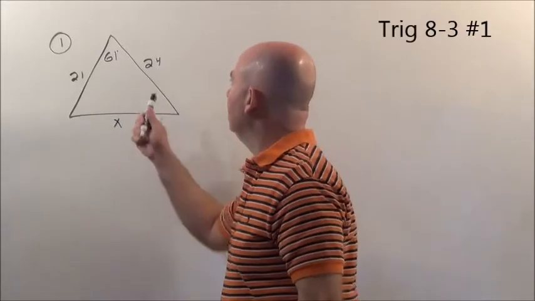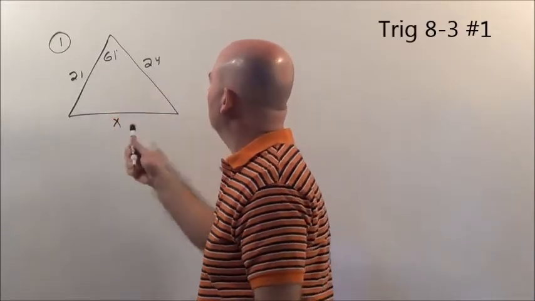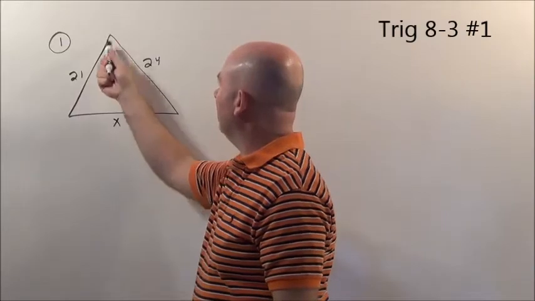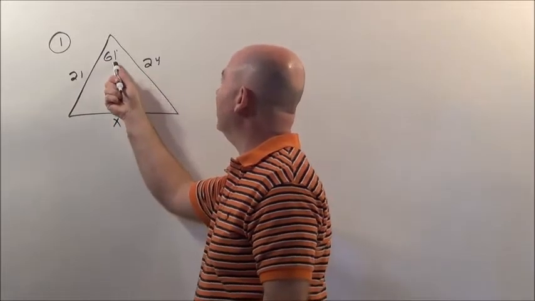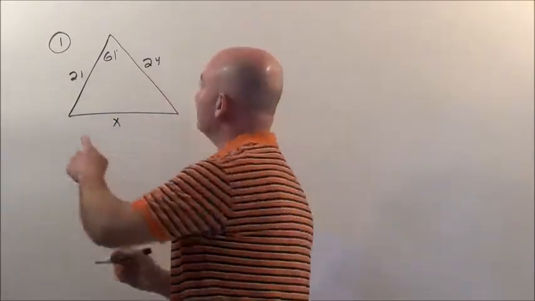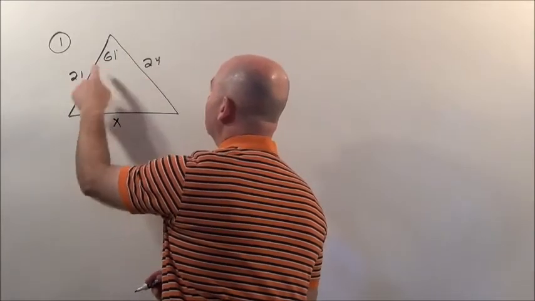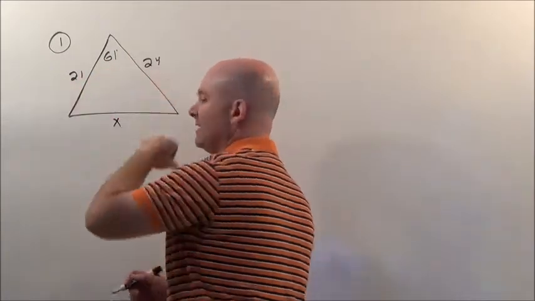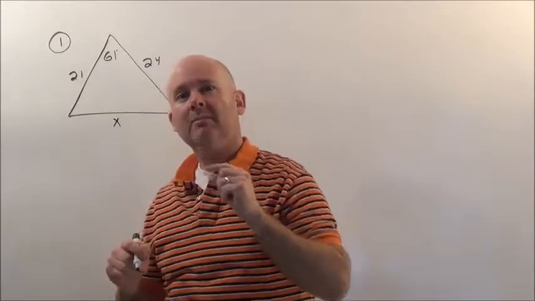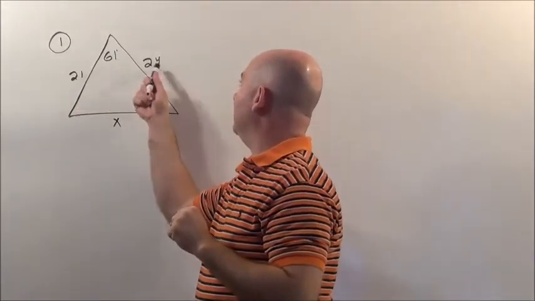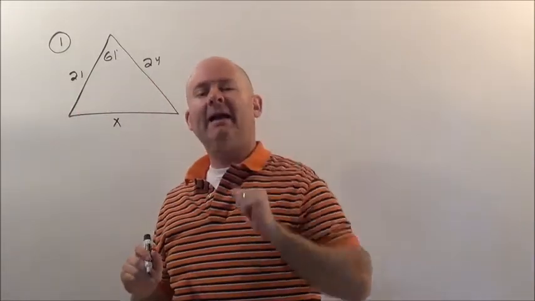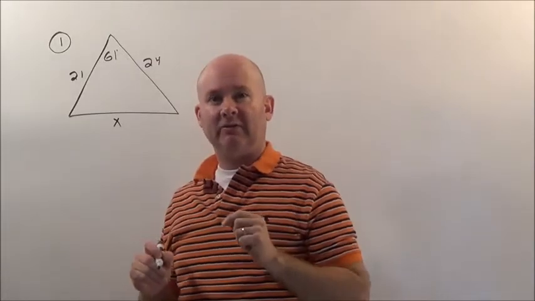Here's problem 1. We're trying to figure out what x's value is in this triangle. I have one side 21, one 24, and an angle right up between them. So I sort of have a side, an angle, and then a side. If you remember in geometry, we called it side, angle, side when we're trying to prove triangles congruent. But here, when I have a side, an angle, and then a side, I know I'm going to use the law of cosines to figure this out.